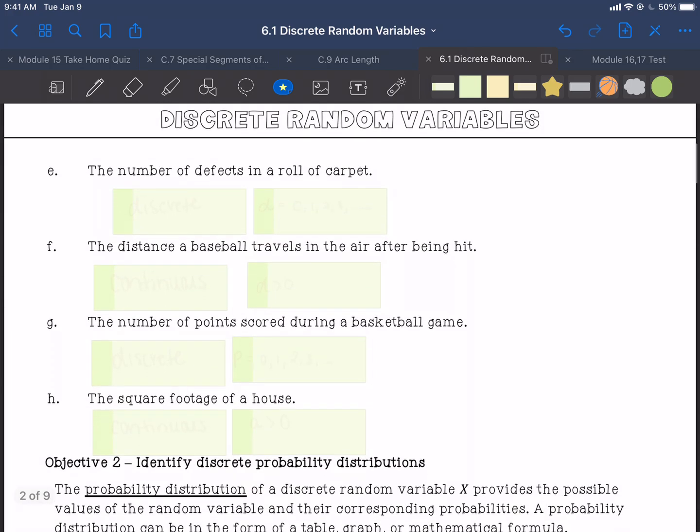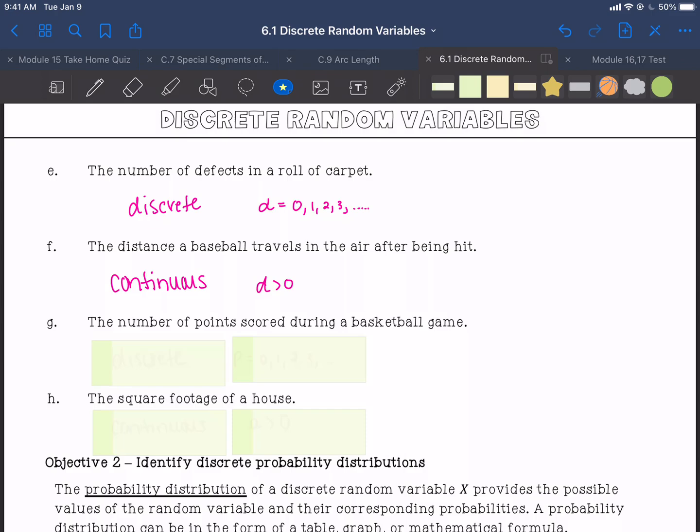Part E, the number of defects in a roll of carpet. That would be discrete. And the values that could be is we could have 0 defects, 1 defect, 2, 3, and so on. Part F, the distance a baseball travels in the air after being hit is going to be continuous. And that distance is going to be anything greater than 0.